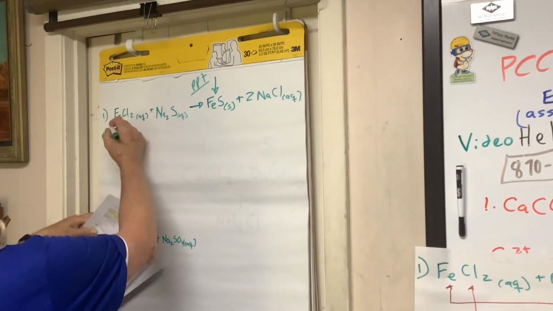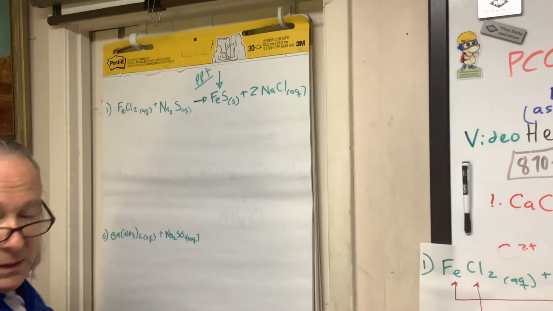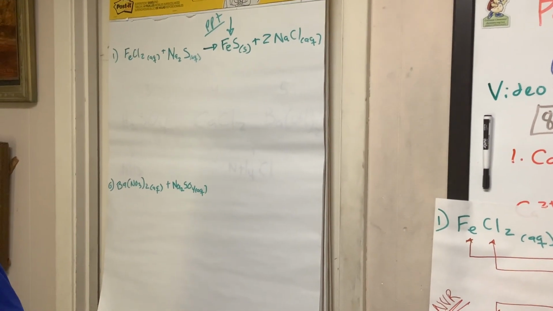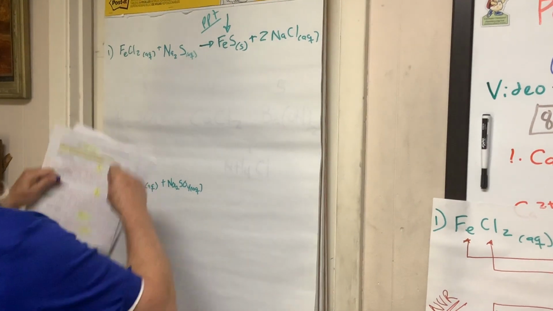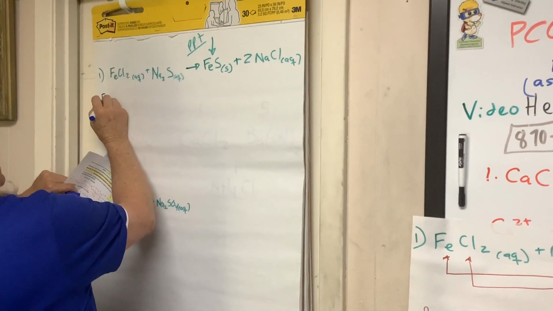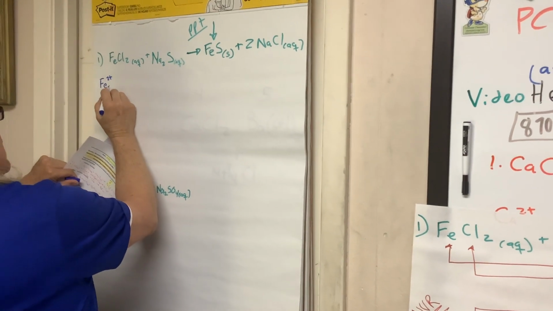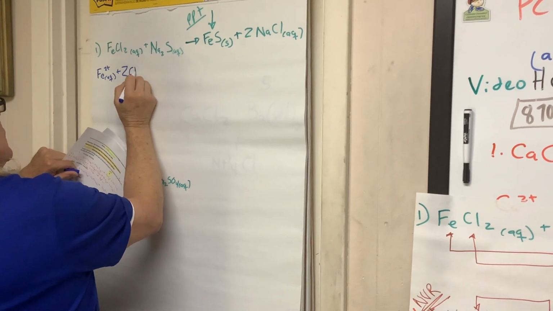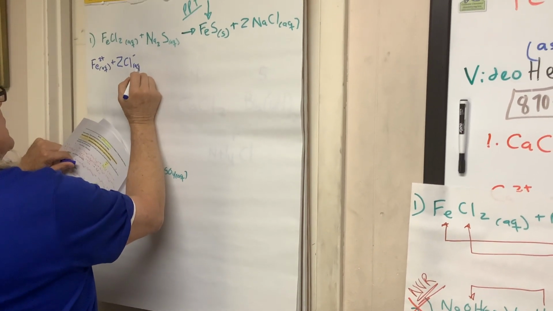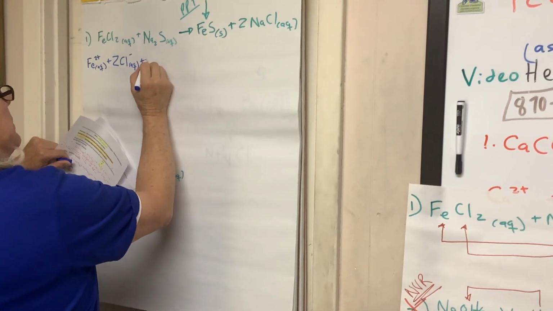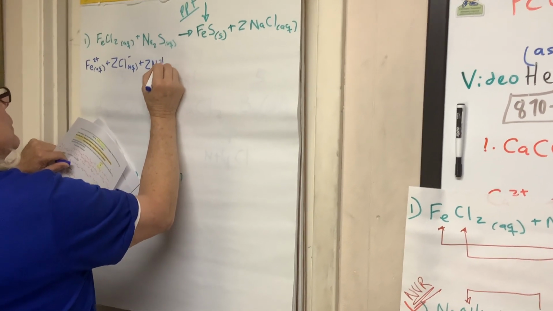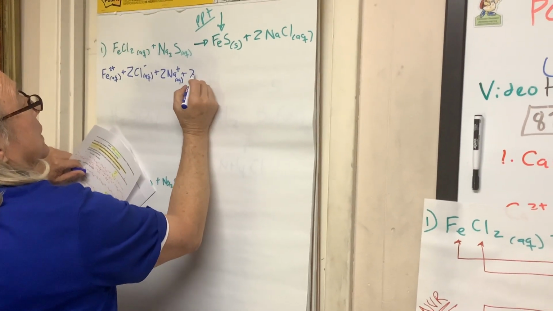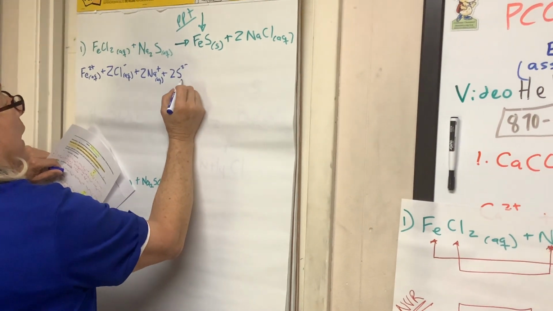And now, this iron chloride, let me do the ionic equation in another color. In solution, it becomes iron 2 plus ions plus 2 chloride ions. And this sodium sulfide becomes 2 sodium ions plus, that's aqueous, 2 sulfide, 2 minus ions, aq.